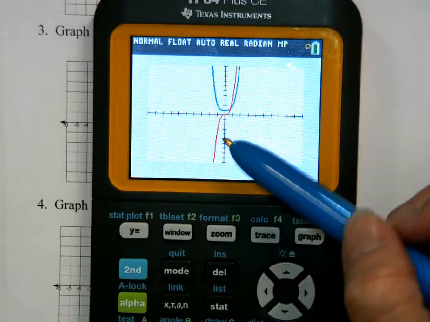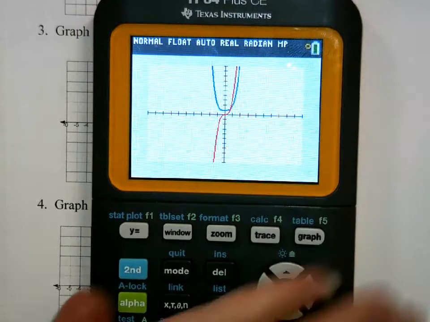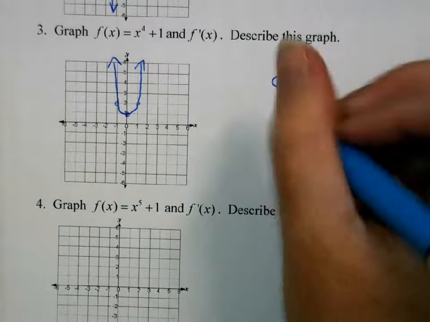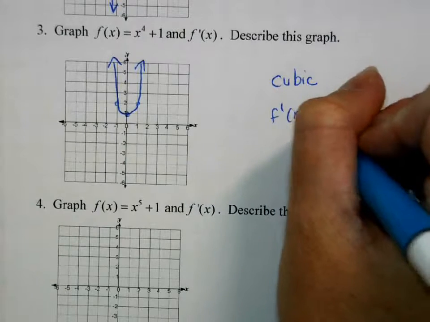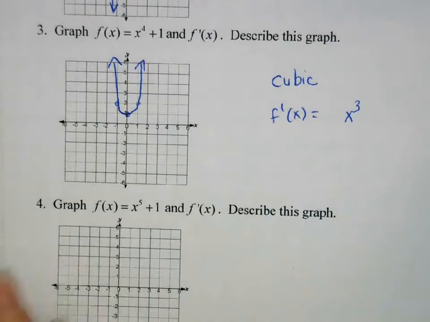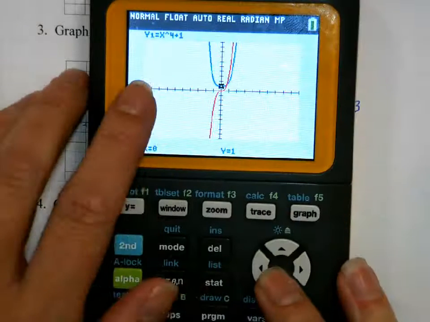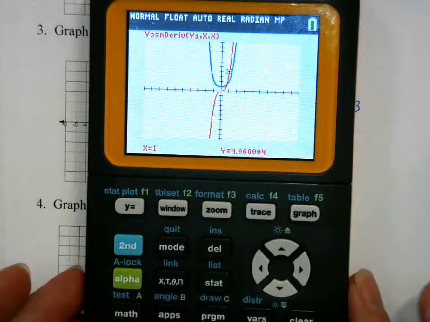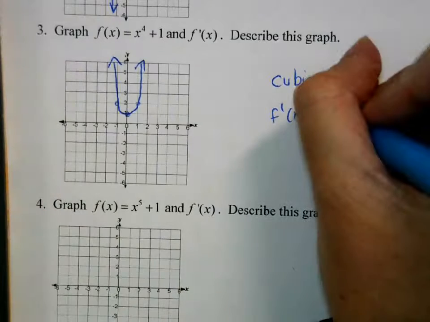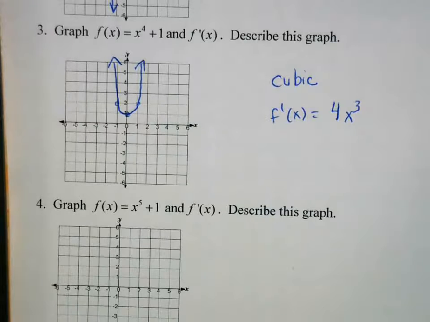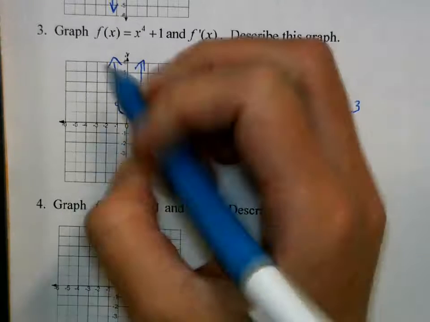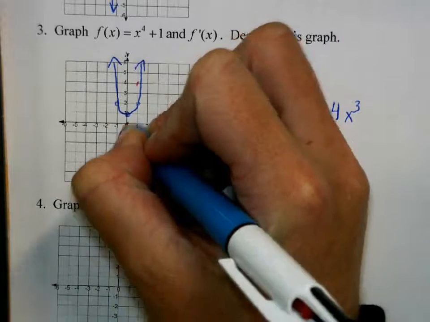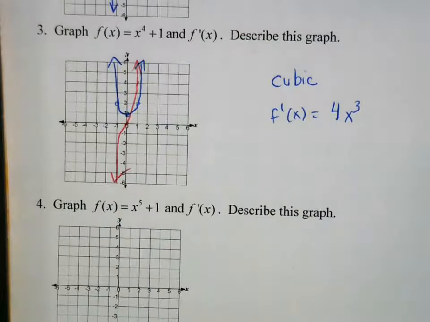Okay, so what does this one look like? Well, this one looks like a cubic function. So we're saying f prime of x is equal to something x cubed. Let's trace our derivative at 1. 1 is at 4. A normal x cubed at 1 would be at 1. So we're saying this is 4x cubed. 0, 1 is at 4. If you trace here, you're going to get negative 4. Okay, so maybe you're starting to see a pattern.